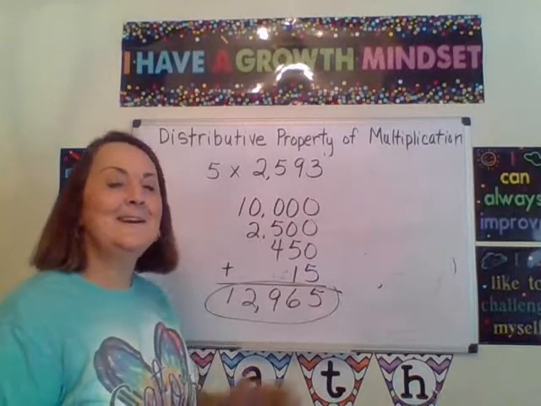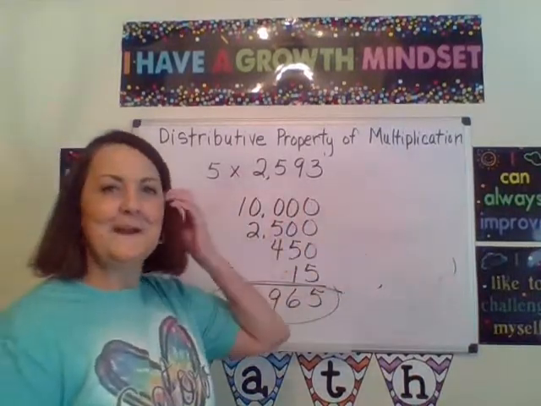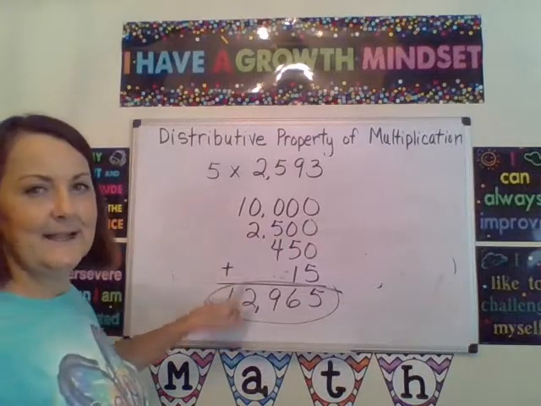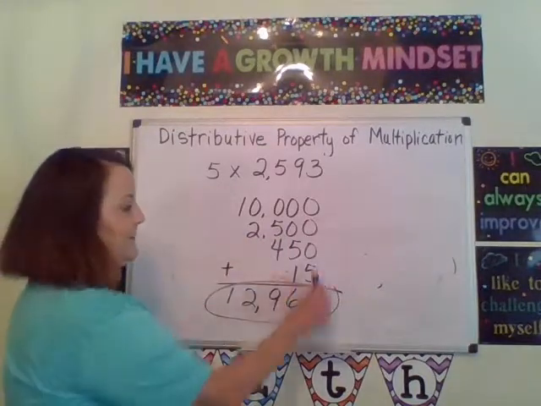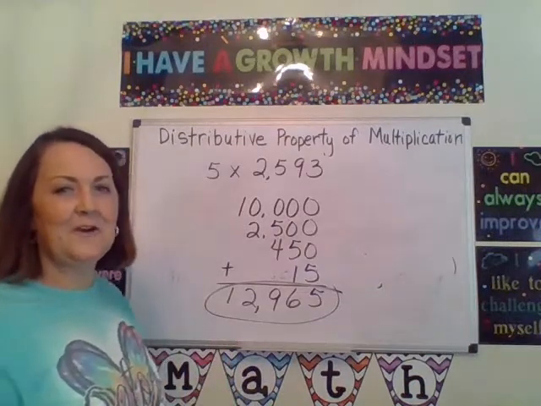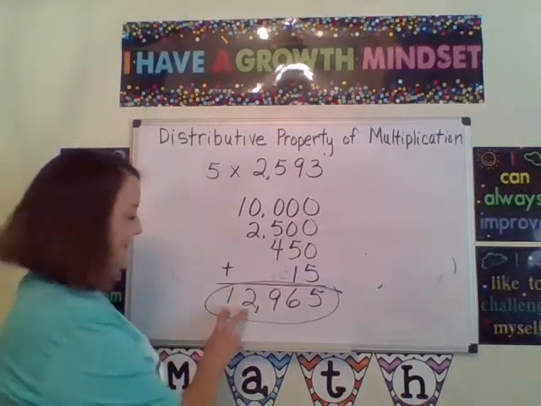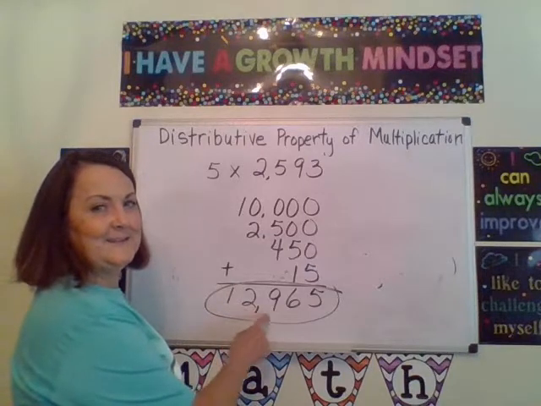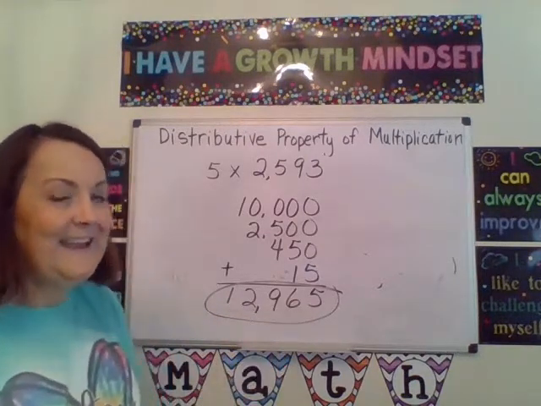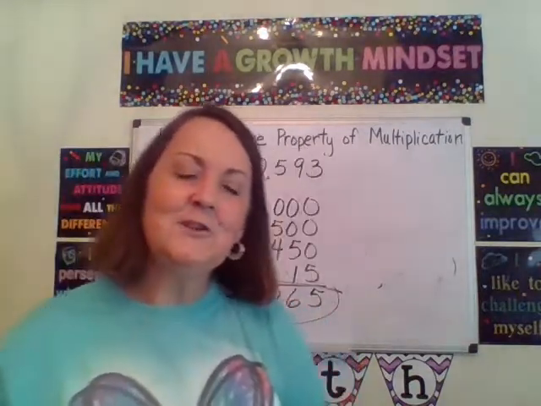All right, so I had to erase some stuff because I ran out of room. So we added our 4 partial products together. I stacked them by place value position, started in my ones place, put in my comma. So let's read our product together. This is 12,965.